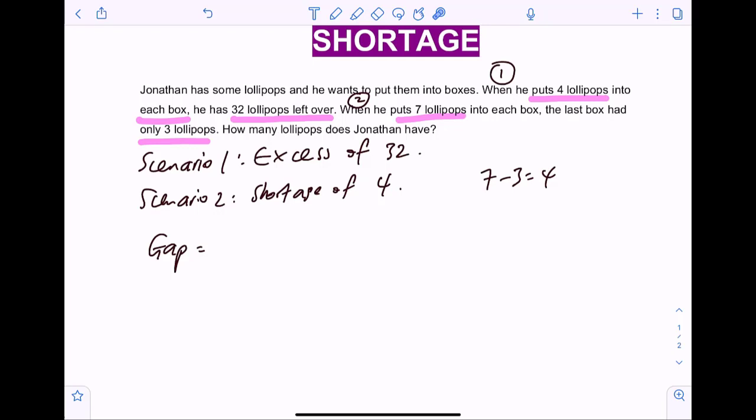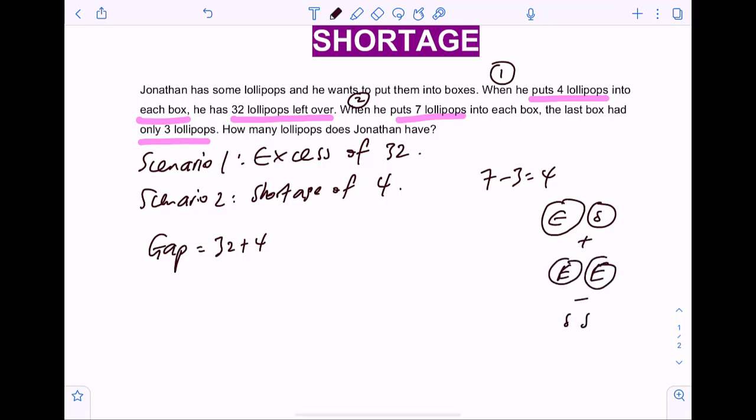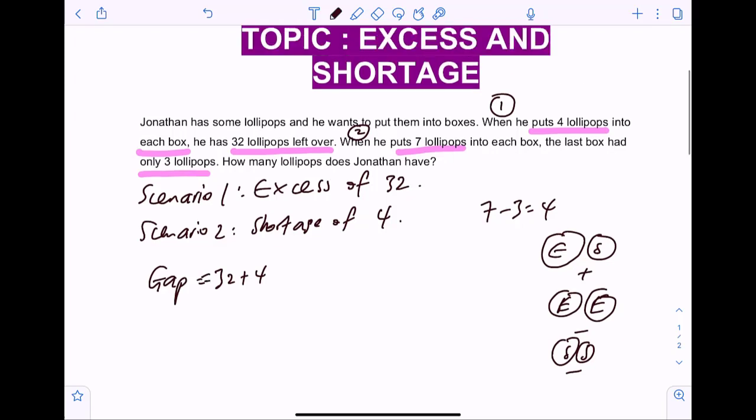Alright, so the very first thing we do, we find the gap first. To find the gap, we will take 32 plus 4. The trick is this: if one is excess and one is in shortage, then we have to add to find the gap. If both are excesses, we do a subtraction, or if both are shortages, we also do a subtraction. Alright, so gap is 32 plus 4, that will be equals to 36.